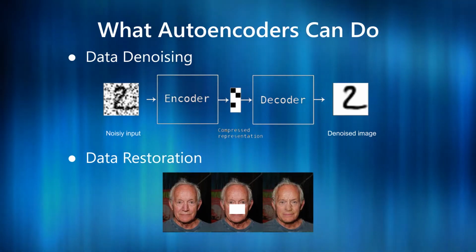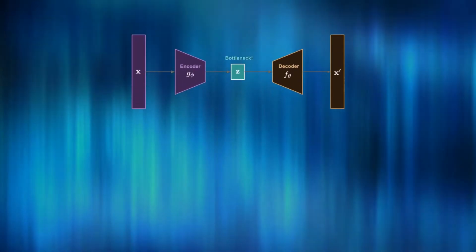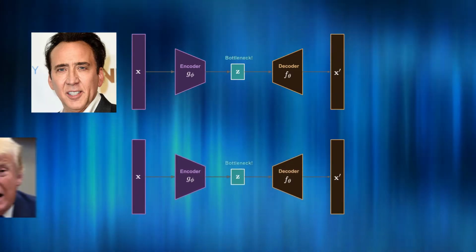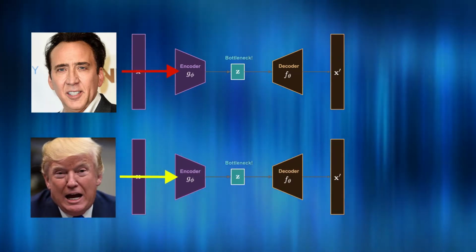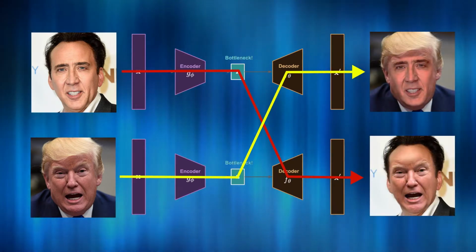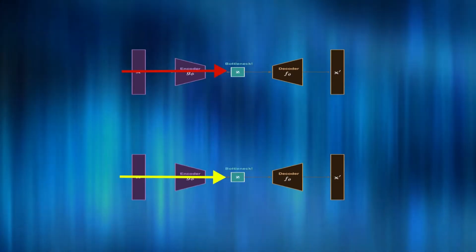Remember before how I said the most valuable part of an autoencoder is the bottleneck? Well, here's one of the coolest use cases. What happens if we train an autoencoder on a few thousand images of Nicolas Cage, train a separate autoencoder on a few thousand images of Donald Trump, and then connect the Trump encoder to the Cage decoder? The result is one of the most controversial breakthroughs in deep learning: deep fakes, or the face swap.